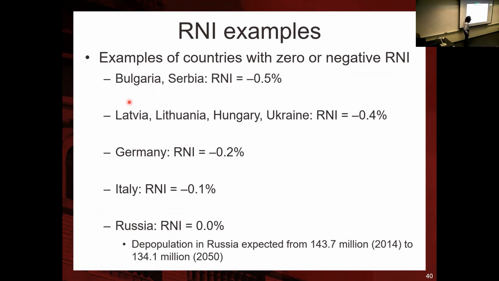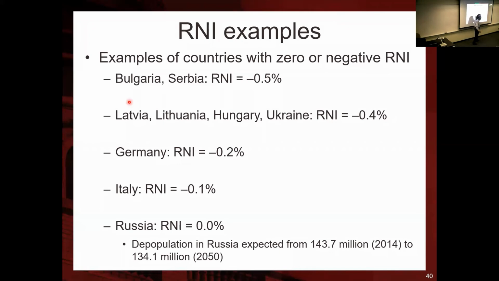0.5%, Latvia, Lithuania, Hungary, Ukraine, a lot of Eastern European countries. When they pass through the end of the communist societies and they enter the capitalist societies, there is a lot of disruption in the economy, a lot of people getting unemployed, a lot of issues of poverty, and then people start to have fewer children, right? We talked about that before.